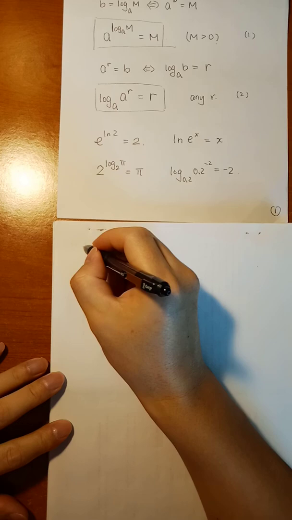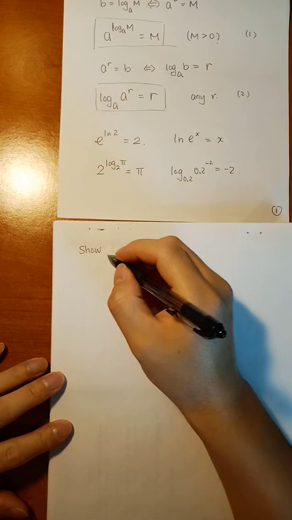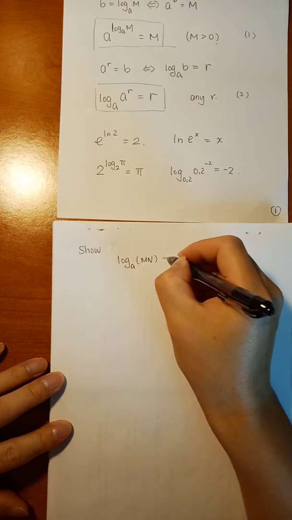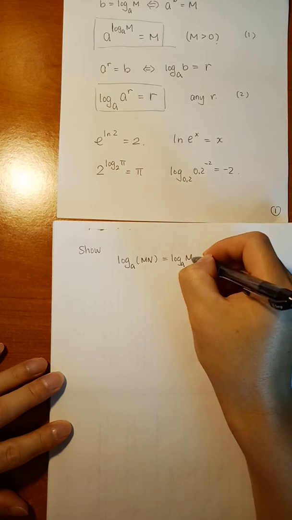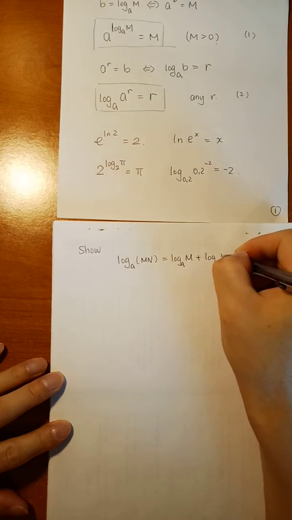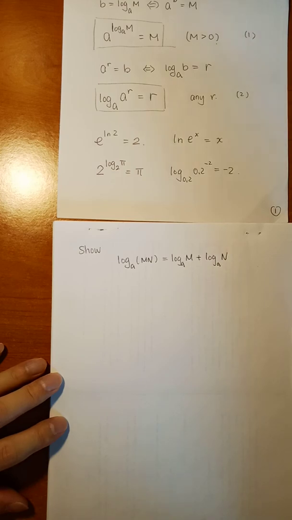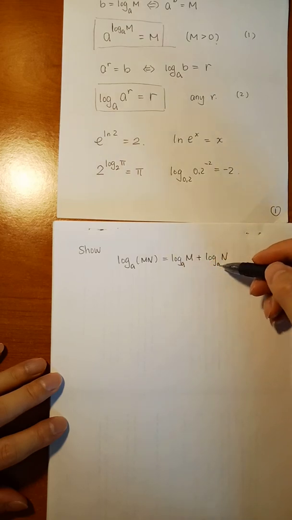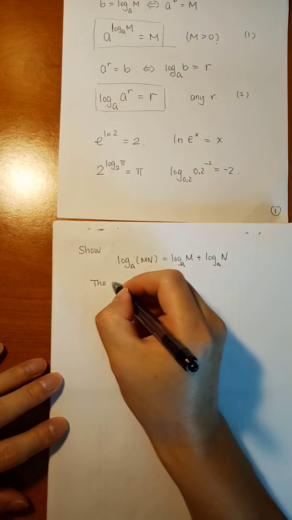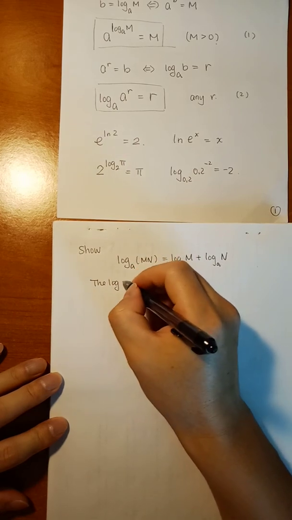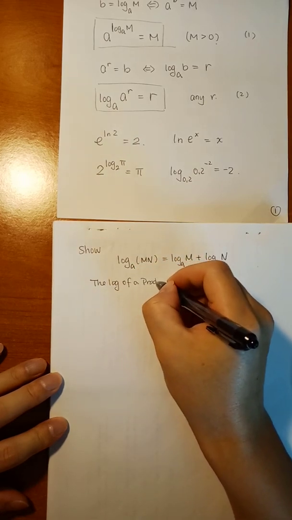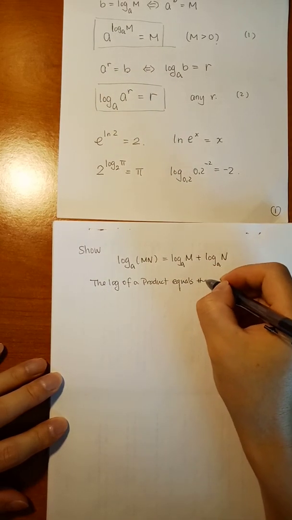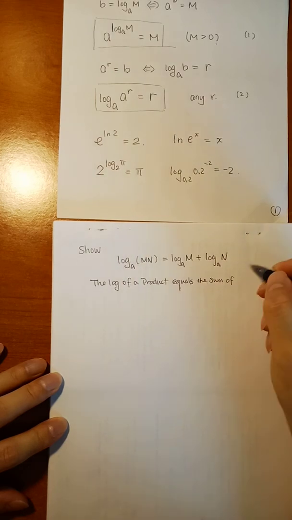Next, we're going to show that the logarithm to the base a of m times n is the logarithm to the base a of m plus the logarithm to the base a of n. You have a product, you will change it to a sum. The log of a product equals the sum of the logs.